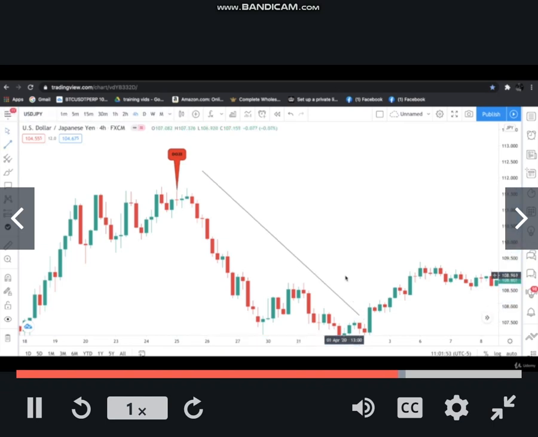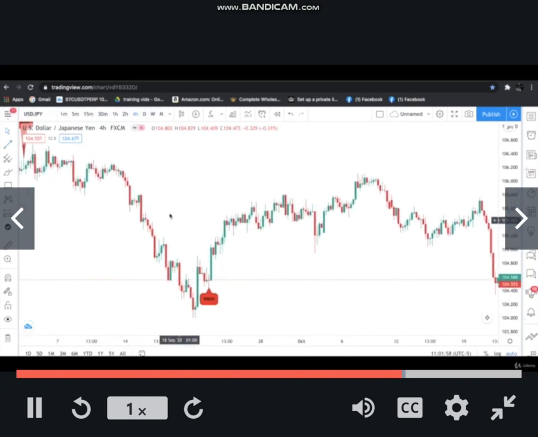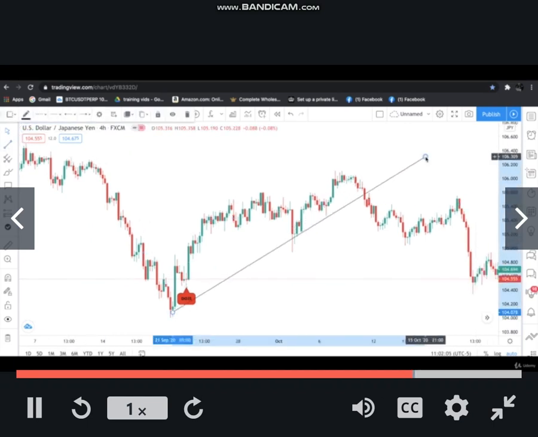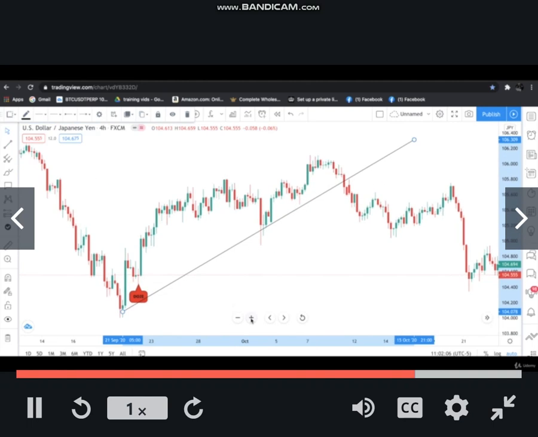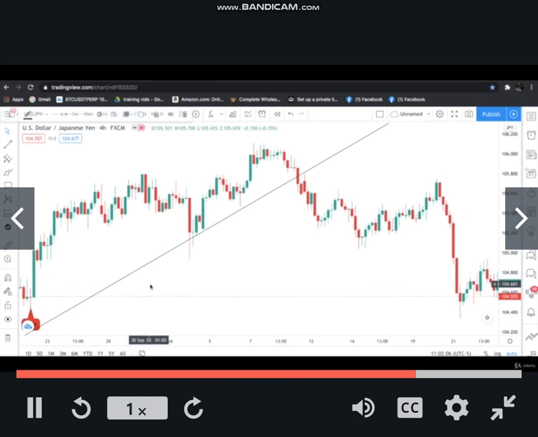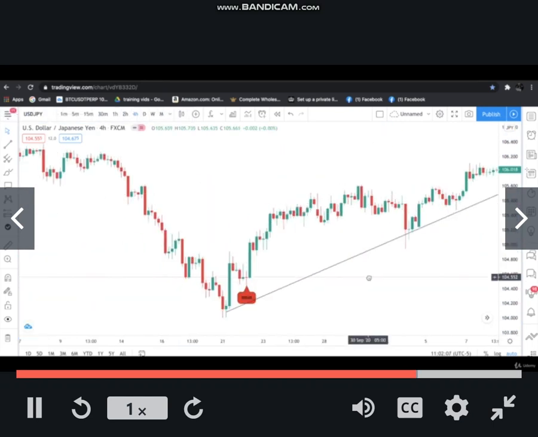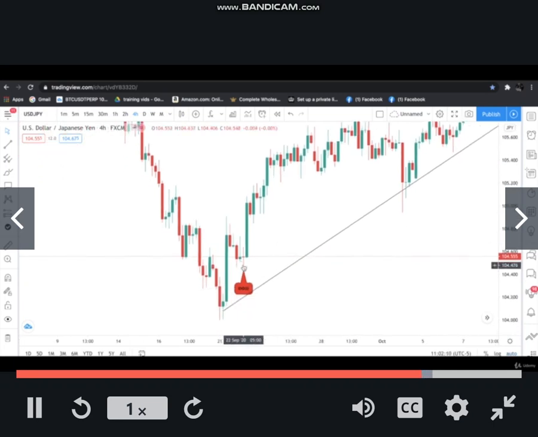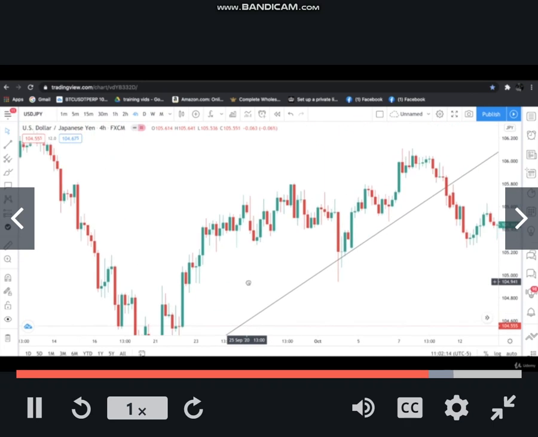Let's find a few more examples. Here the price was in a clear downtrend. A doji appeared and the price rallied all the way up. This is the doji. You can see long shadows and no body. The doji appeared and the price rallied all the way up.